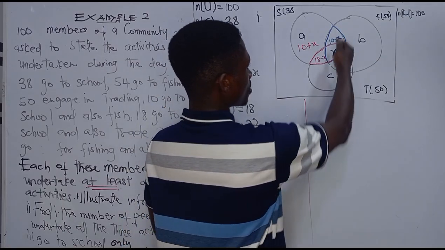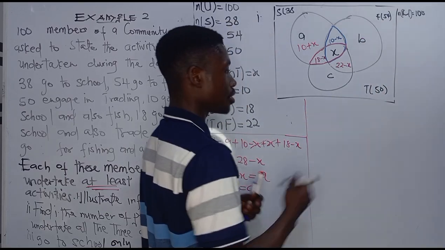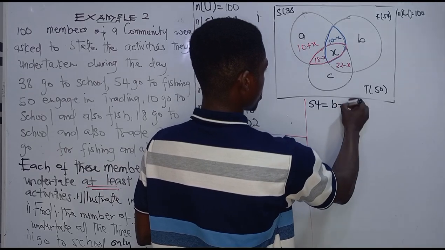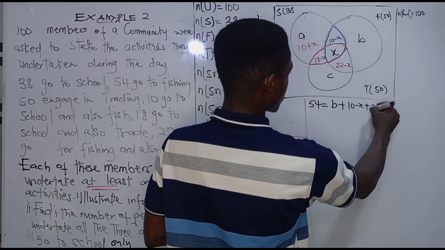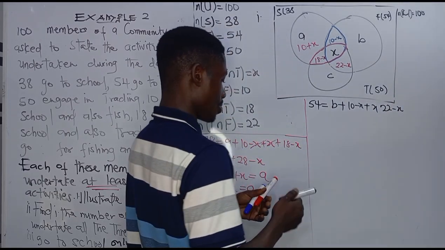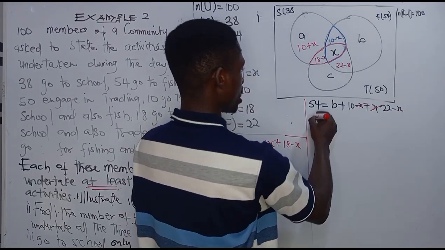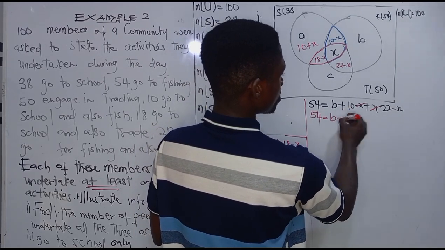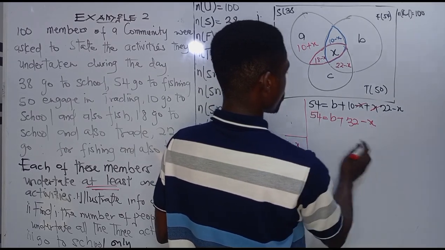So B, we know that when we sum all these regions in this circle together, it is equal to 54. So we have 54 is equal to B plus what? 10 minus X plus what? X plus what? 22 minus X. Good. Now we know that the X's can cancel, this and that will go. So we are left with 54 is equal to B plus, this will give us what? 32, right? Minus X.